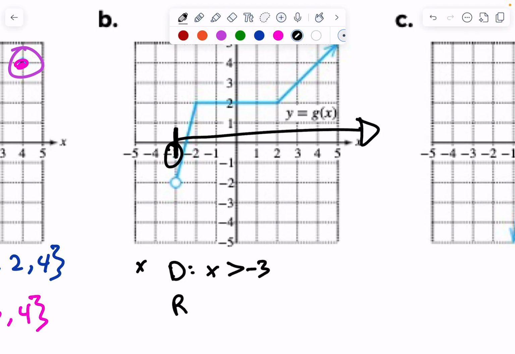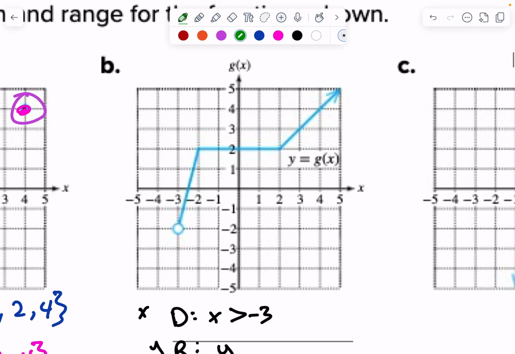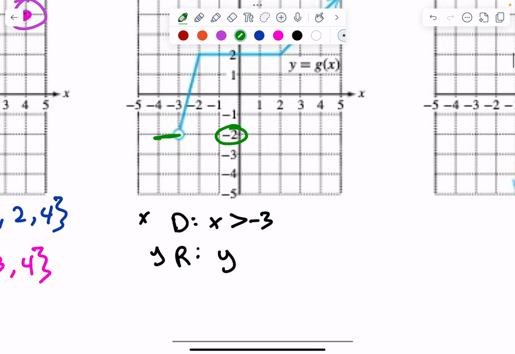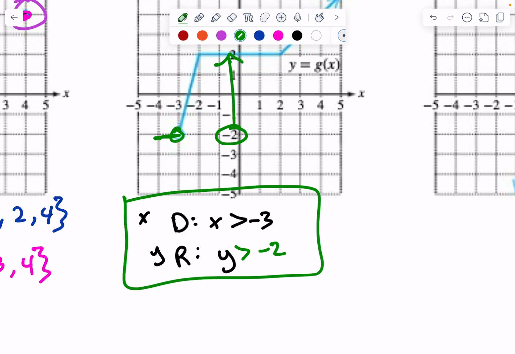Now the range is the y coordinates, okay? So y is something, right? And y coordinates go up and down. So I say to myself, does it go up forever? Yes, it does. Does it go down forever? Nope, it stops, and the lowest y coordinate that it goes to is -2, all right? So y has to be above -2, so greater than -2, and because that's an open circle, it is not equal to right here. It's just greater than, okay? So that's domain and range for this one, all right?